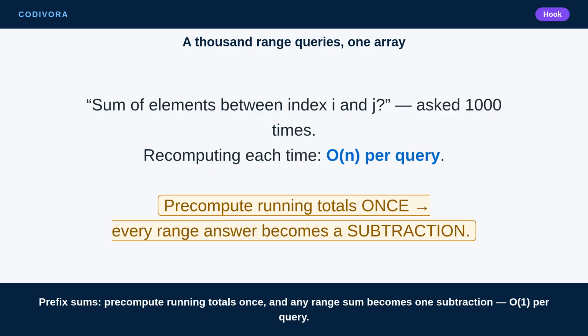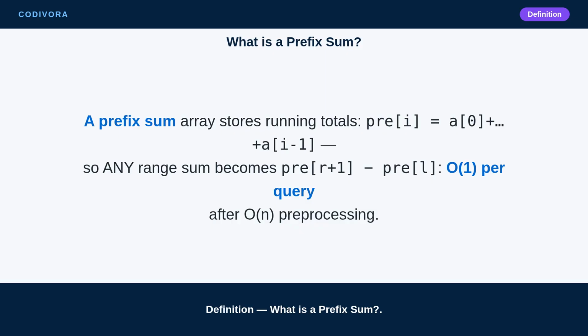And when this combines with a hash map, it solves the famous subarray-sum-equals-K, including with negative numbers where sliding window fails. Let's build up to that. Definition first. A prefix sum array stores running totals. Prefix i is the sum of everything before index i. Build it once in linear time, and any range sum becomes one subtraction, prefix j plus 1 minus prefix i. Pay O of n once. Answer every range query in O of 1.